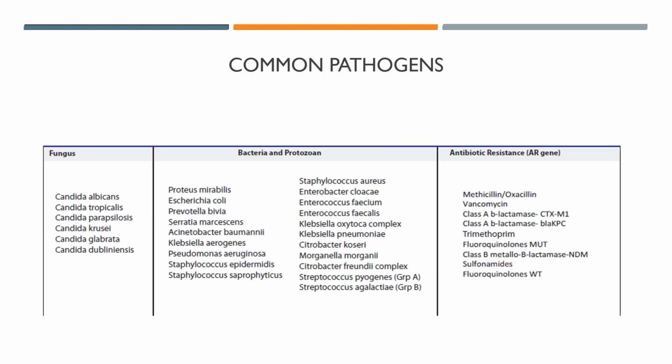Here are some lists of common pathogens found in UTI, including fungus, bacteria and protozoum, as well as antibiotic resistance strains.